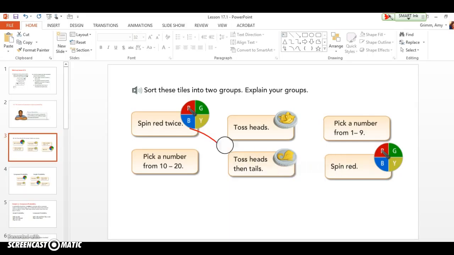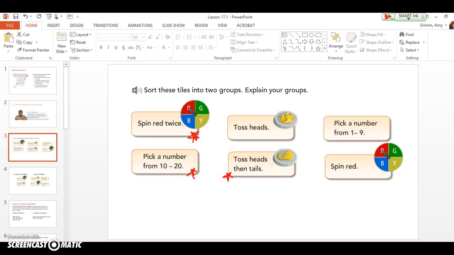Gunnar. I did spin red twice, pick a number from 10 to 20, and toss heads and tails. Okay, why'd you choose those together? Because the other ones are like toss heads, and those ones are more than the other ones. What do you mean more than? You spin red twice, and you spin red. You're spinning red. Oh, because you just saw the red, but you didn't put those in the same group.